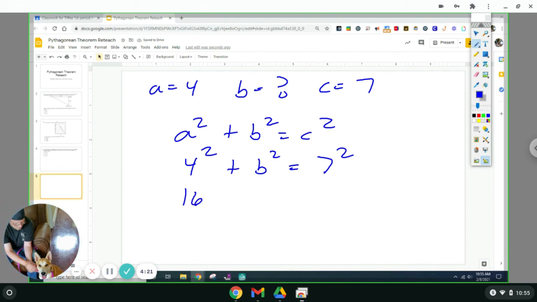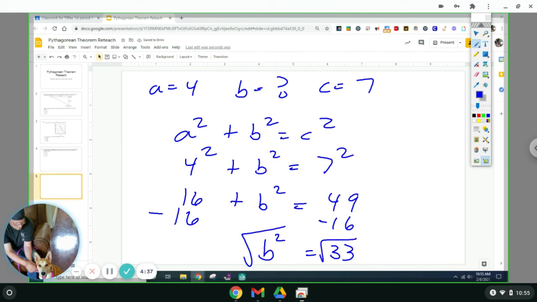So that'd be 16 plus b squared equals 49. You're going to subtract 16 from both sides, which gives 33. So now you have b squared equals 33, and you're going to square root that. The square root of 33 is 5.7. So that's what happens if you're missing one of the legs, not the hypotenuse.